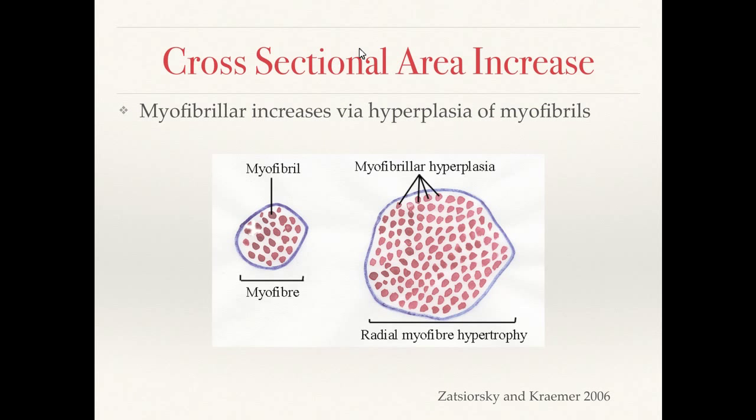So this is myofibrillar hypertrophy here. You can see that you have a myofiber beginning, and then you train, and you have radial myofiber hypertrophy. So meaning cross-sectional area is increasing by the addition of hypertrophy or hyperplasia of the myofibers themselves.